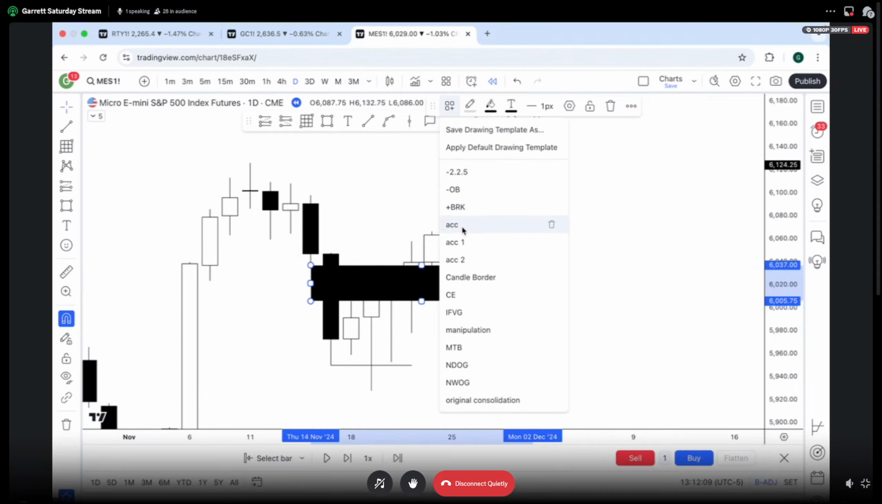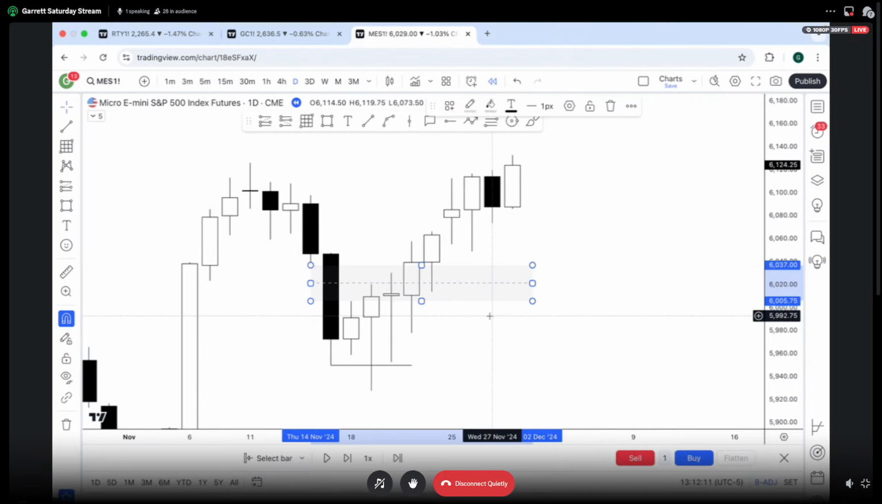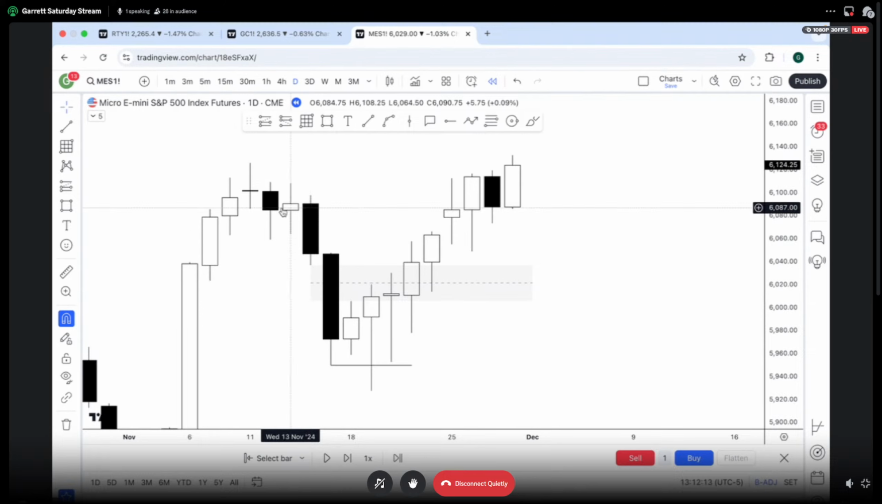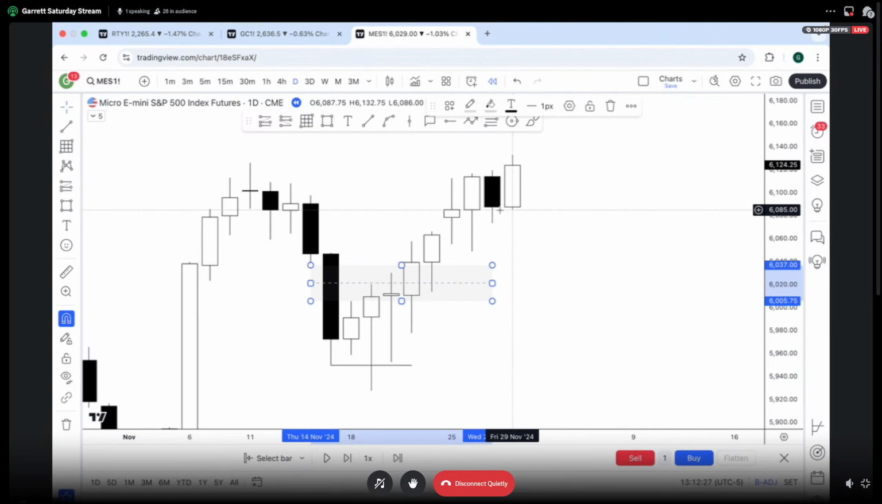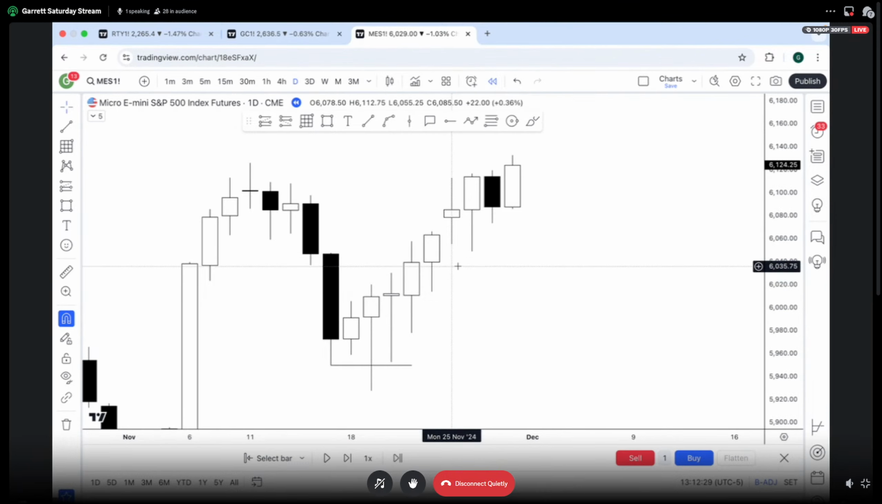So again, just think about market maker models. We want to see the sell side of the curve PD arrays get disrespected, and then once they get closed over, used as support, right? Again, we close over that. That's just showing strength here. But what I really want to point you to is this here.